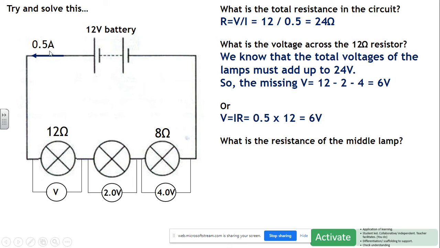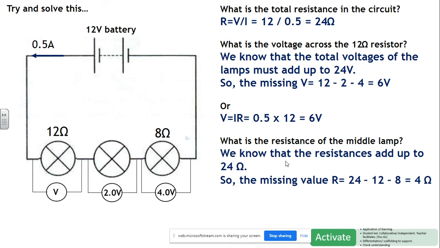We know the current flowing through this resistor is 0.5. We know the resistance is 12 ohms. So we could use V equals IR, and that gets us 6 volts. Same answer, 2 different ways of doing it. So what is the resistance of the middle lamp?